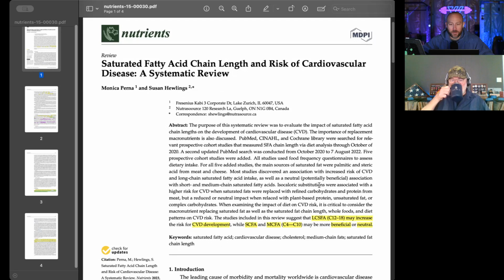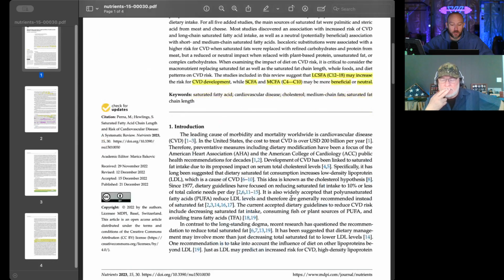And so without going into 15 different studies here, we have a great systematic review that shows us that long-chain saturated fatty acids, with a carbon length, the number of carbon atoms on that backbone, of 12 to 18, increase the risk of cardiovascular development, while some of the shorter chain and the medium chain fatty acids, people might be familiar with these, a lot of medium chain triglycerides are being sold online for people to put in their coffee and stuff, those things may be more beneficial to neutral.